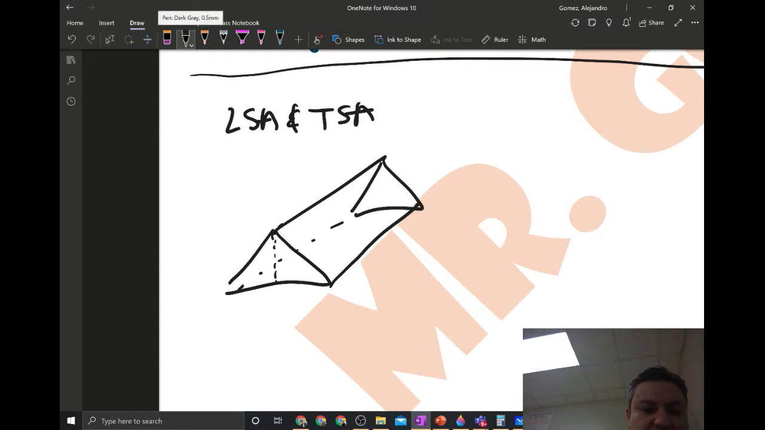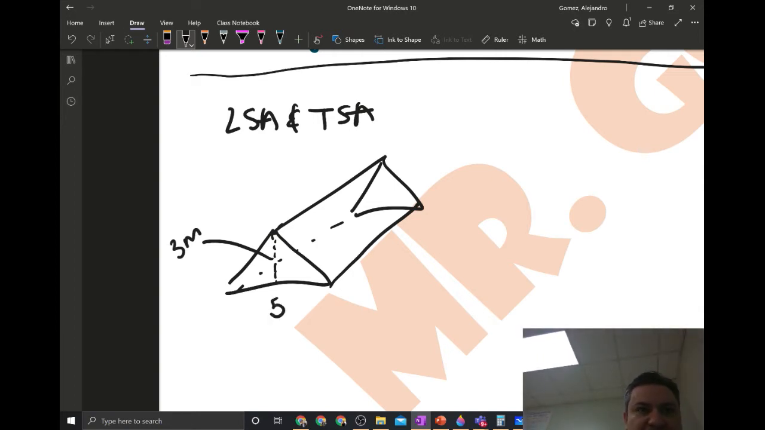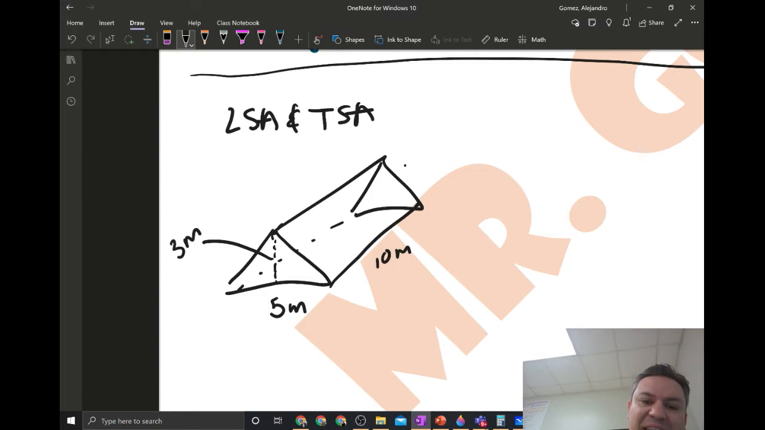So if you notice, this is a triangle. It's not equilateral because the sides are not the same. So what kind of triangle is that? So the height of this triangle is going to be 3 meters. The base for it is 5 meters. And the depth of this one is 10 meters. Now we also have the length height right there.